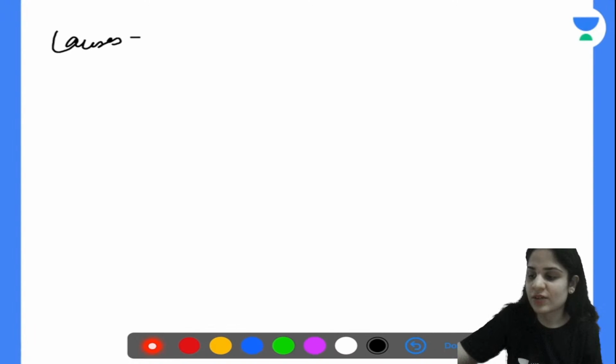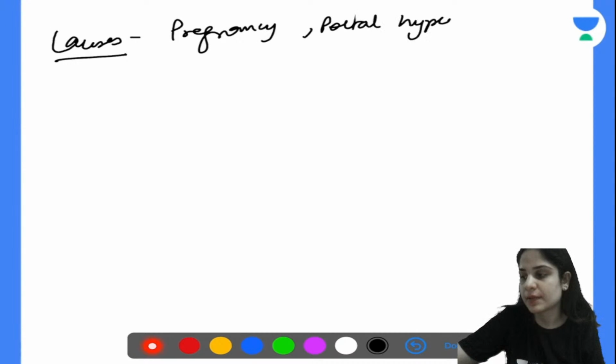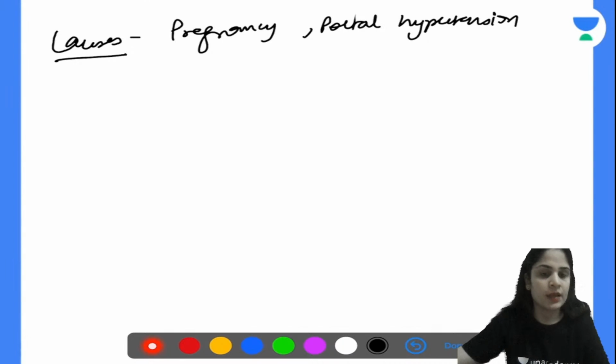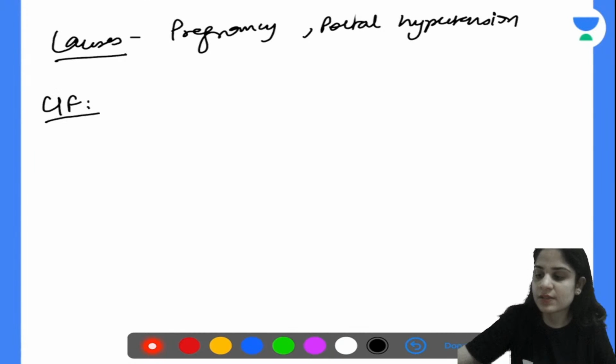So causes we had already discussed. I'll add to it. It is also seen in case of pregnancy, and it is also seen in case of portal hypertension, along with constipation and straining. Then weightlifting, absolutely correct. It's seen in weightlifting also. Now, what are the clinical features? How will the patient present? Now this is a very classical term that they use. There is a splash in the pan.